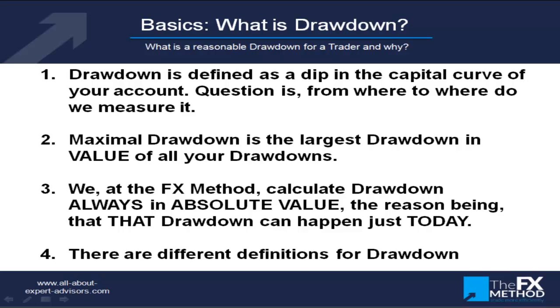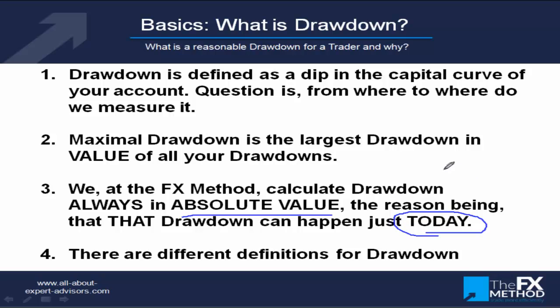We always calculate it in absolute value. Okay, and that's very important, because the drawdown can happen today. You may say, well, that's actually very unlucky. Yeah, it's very unlucky, but when you're trading, all the unlucky things happen together. Like we call them black swans, based on a book by Nassim Taleb. He's a very brilliant mathematician.